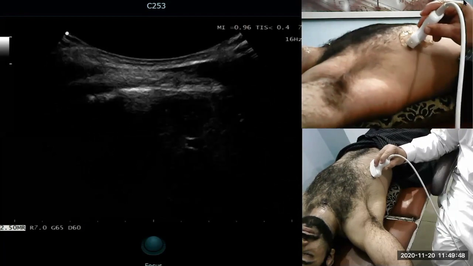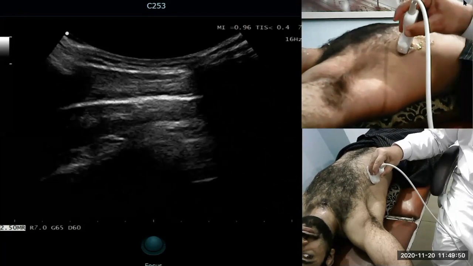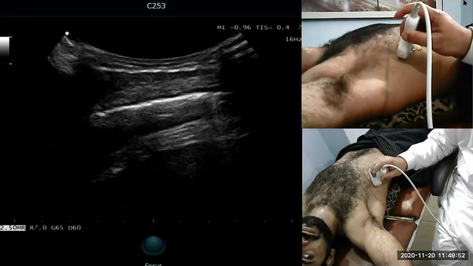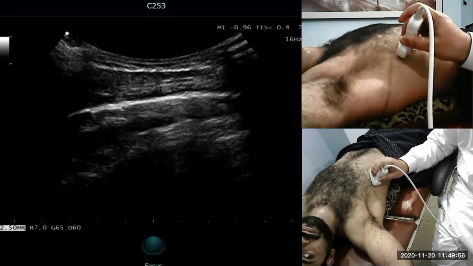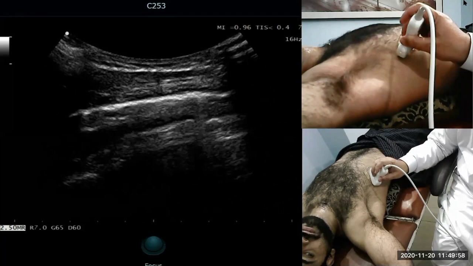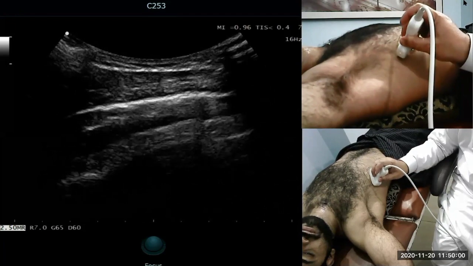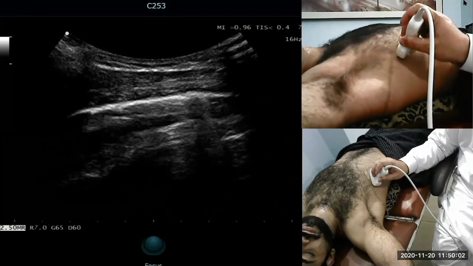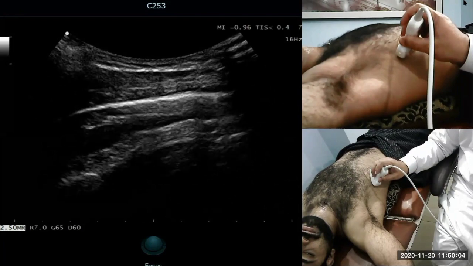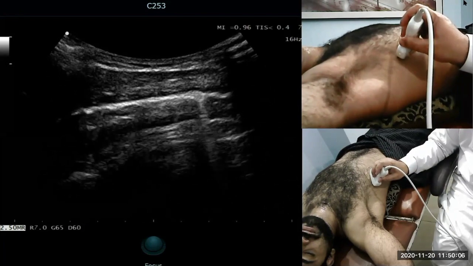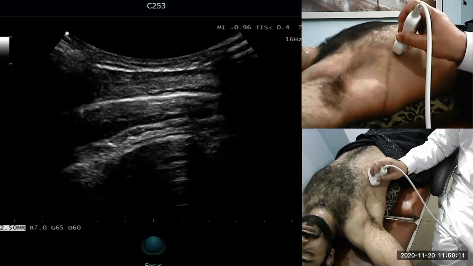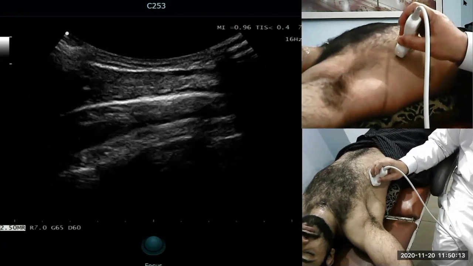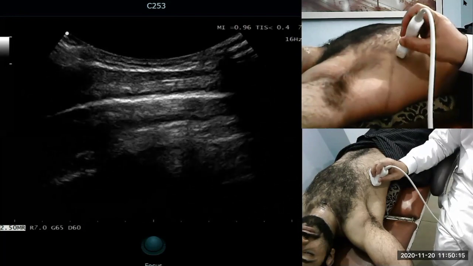So we normally will find the pleura. There you see the pleural surface moving up and down. This is the visceral pleura. There we see. And there is no effusion here.